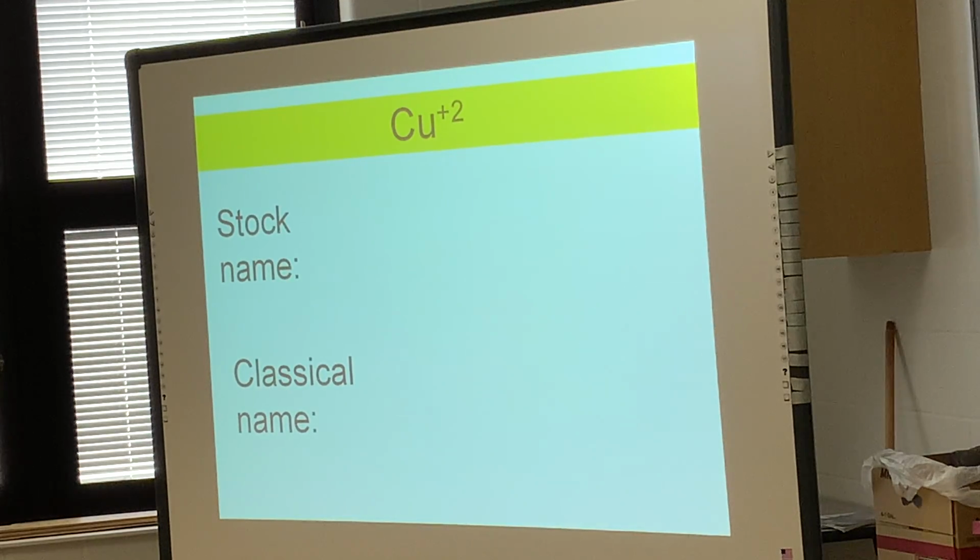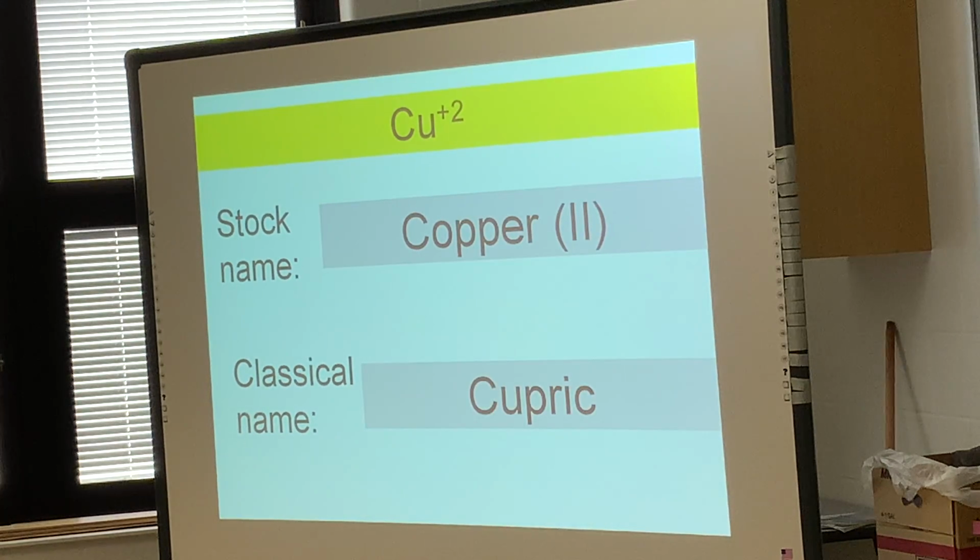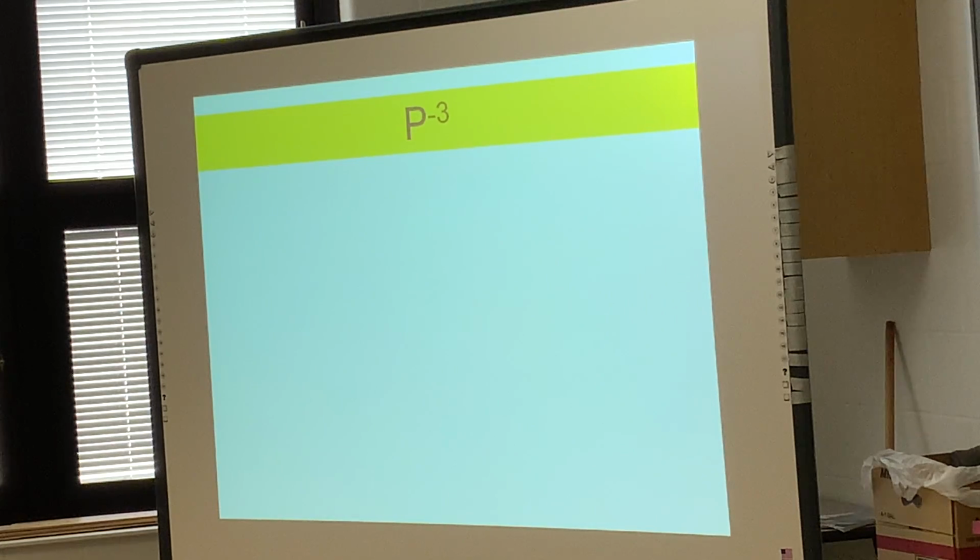Two charges for copper. This is 2 and 3. 2 and 1. 1 and 2. Oh yeah, 1 and 2. Okay. It's one of those. Cupric. So this is the higher of the two charges. So this is cupric, copper 2.